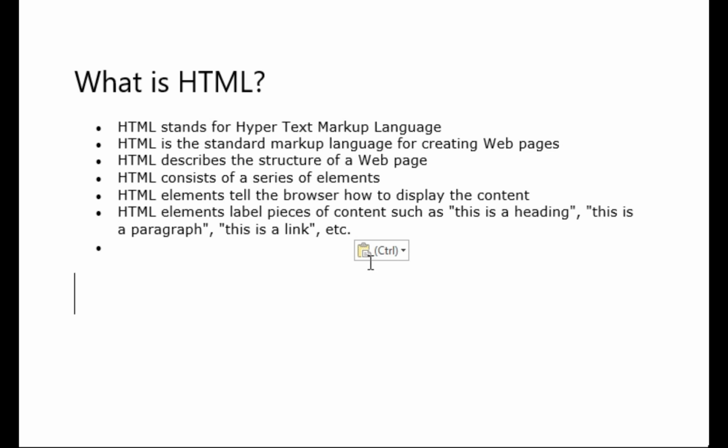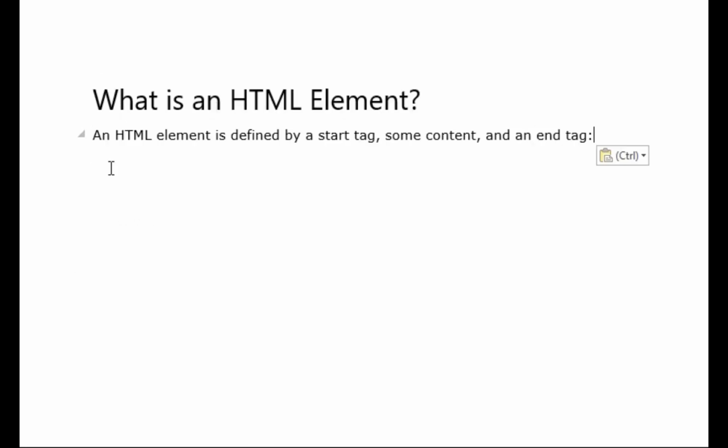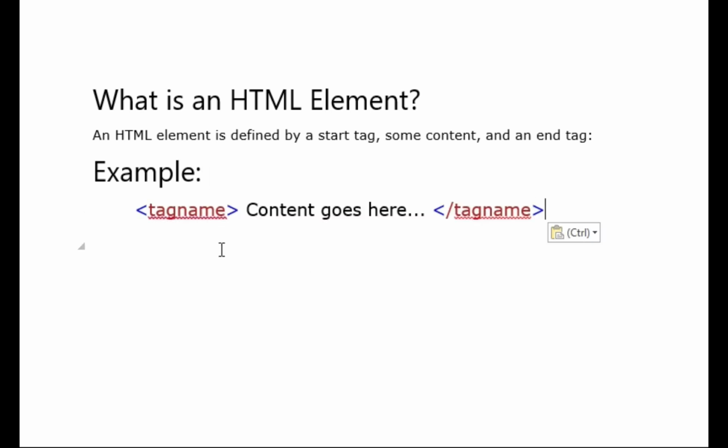What is an HTML element? An HTML element is defined by a start tag, some content, and an end tag. For example, this is start tag. This is some content between start tag and end tag. This is end tag.